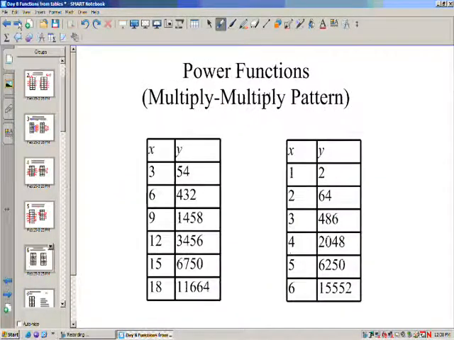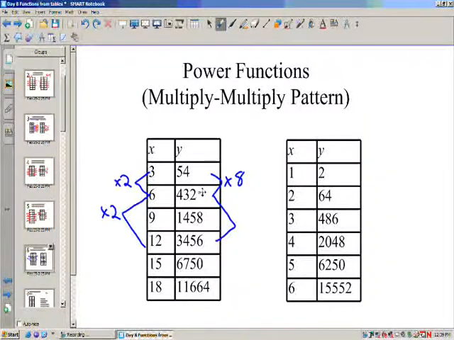Alright. Now our power functions, this is the most complicated one because it's a multiply. And it's hard to see when there's values that aren't just the values that are in the function, or in that pattern. So if I do 3 times 2, I get 6. 432 divided by 54 is 8. So this is a multiply by 2, multiply by 8 pattern. So if I multiply 6 by 2, I don't go to 9, I go to 12.